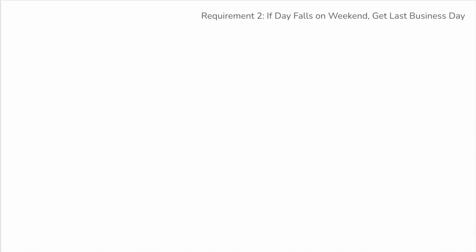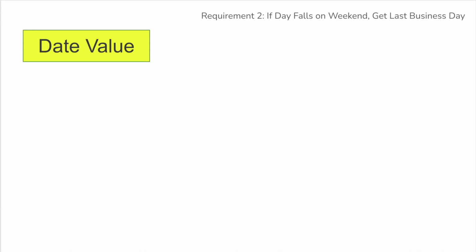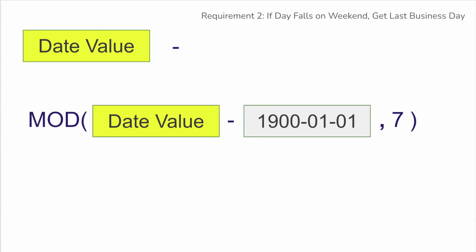Let's say we have a date, and if that date falls on a weekend, we actually want to return the last business day before that weekend. And this is a real use case that I've done for my org. So we have our date value. And like I just said, if that date falls on a weekend, we want the business day before that weekend. For operators, we'll do minus.